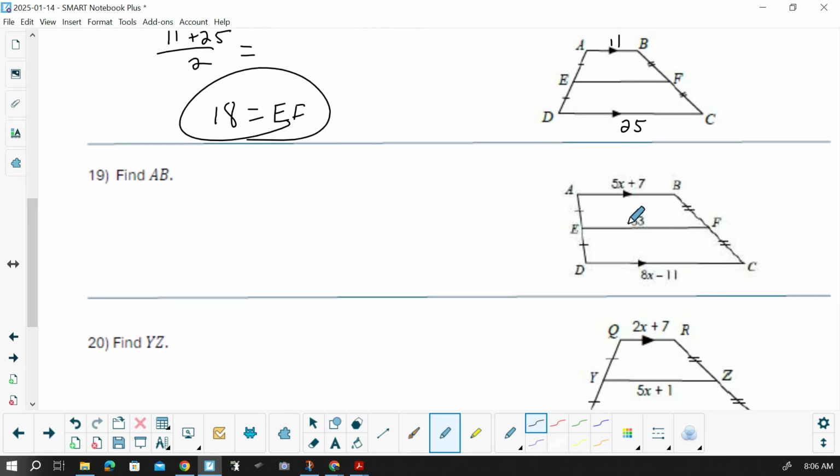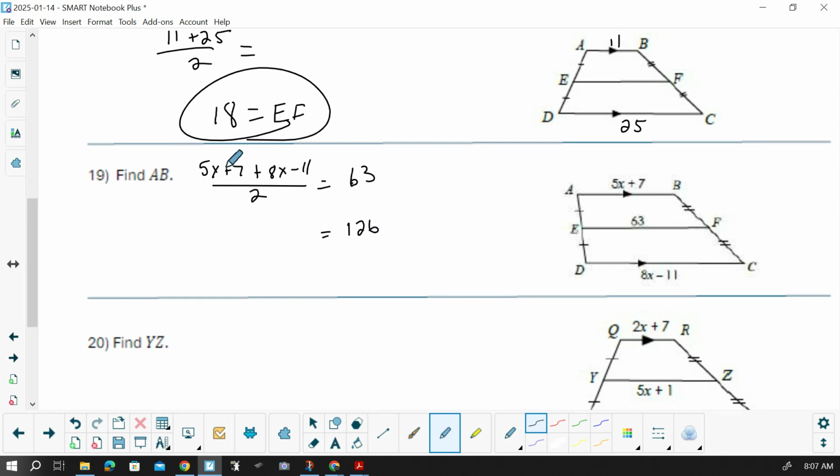This one here, same thing, right? We're going to start off the same way. 5x plus 7 plus the 8x minus 11, right? Two bases added together, divide by 2 equals the mid-segment. I'm going to multiply both sides by 2, and so I get 63 times 2 is 126.